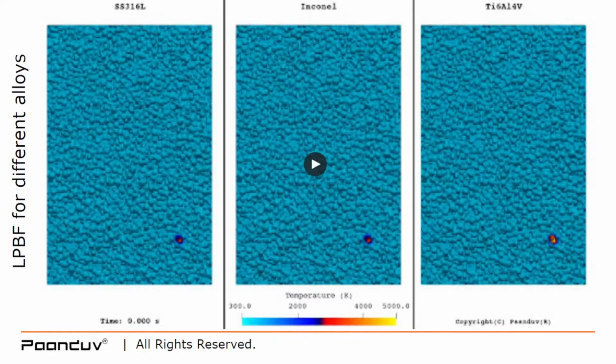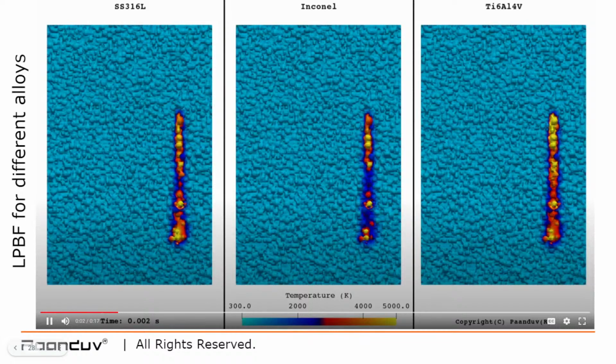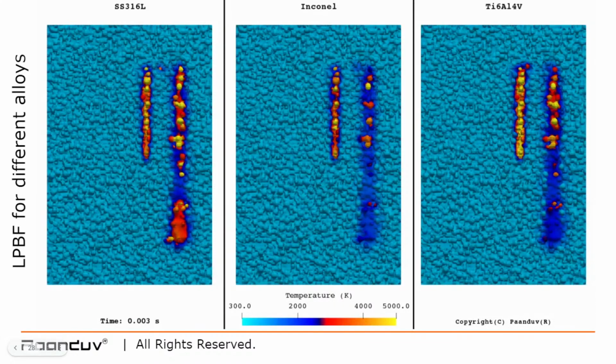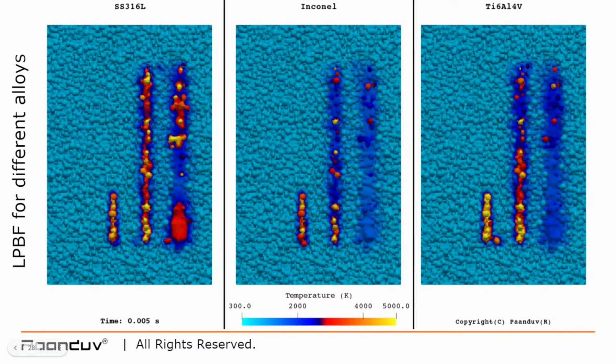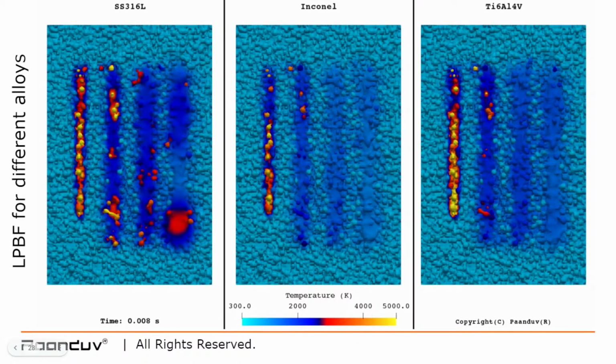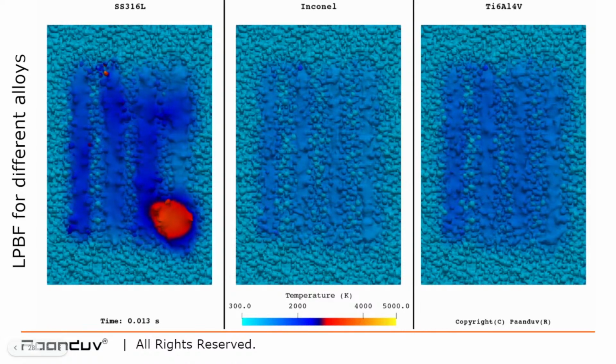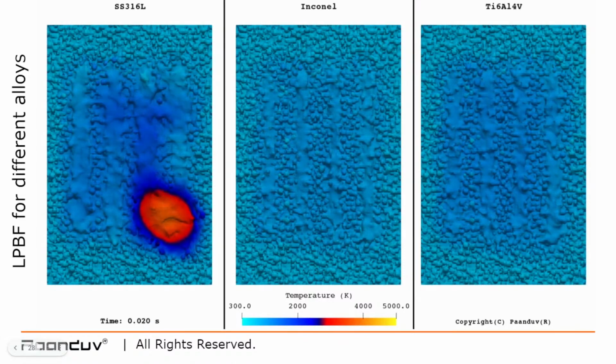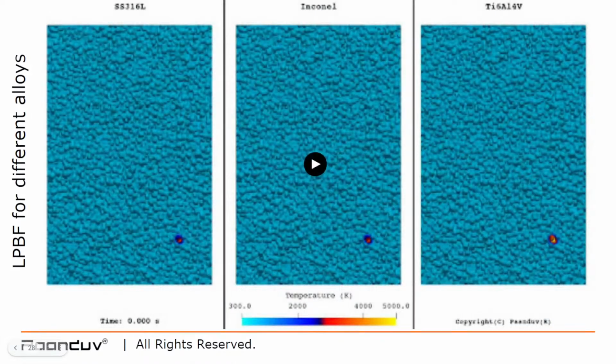I will play the video that I played in the beginning of the presentation one more time, and this time I request you to please focus on the difference in temperature profiles as the laser moves back and forth to create 4 different tracks. On the left one we have SS316L, in the center we have Inconel, and the right one we have TI64. You can see that SS316L seems to be more dynamic, seems to be hotter than the Inconel and TI64 alloys.